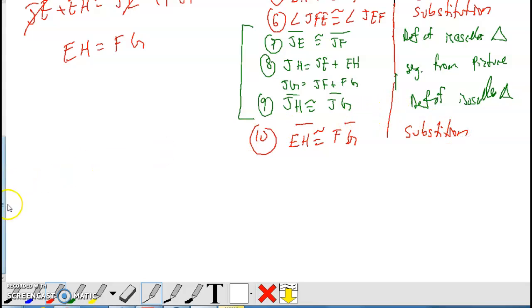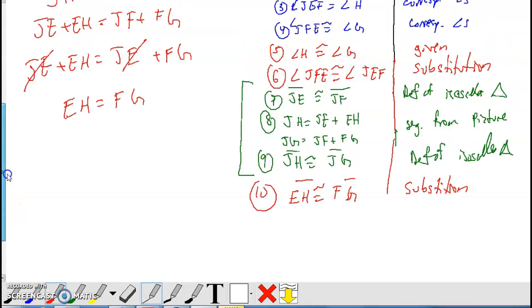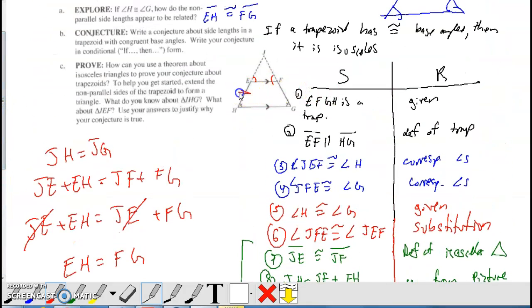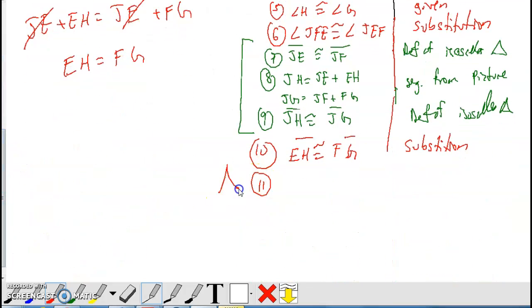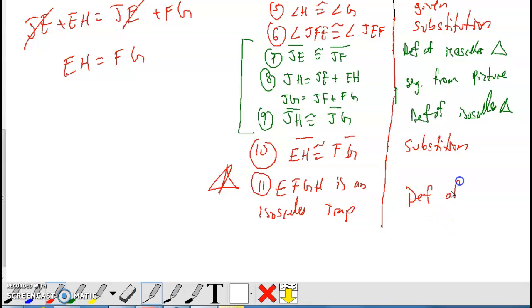Okay? And if these are congruent to each other, that means ultimately that we proved what we wanted to, that this would be an isosceles trapezoid. So therefore, number 11, dun, dun, dun, EFGH is an isosceles trapezoid. Very exciting. Why do we get to say that? Definition of an isosceles trapezoid. So again, just another problem. We can put this theorem into our graphic organizer, so now we don't have to worry about proving it ever again.